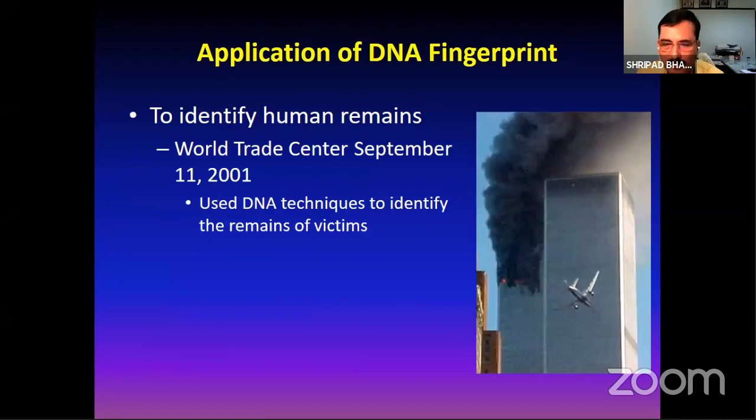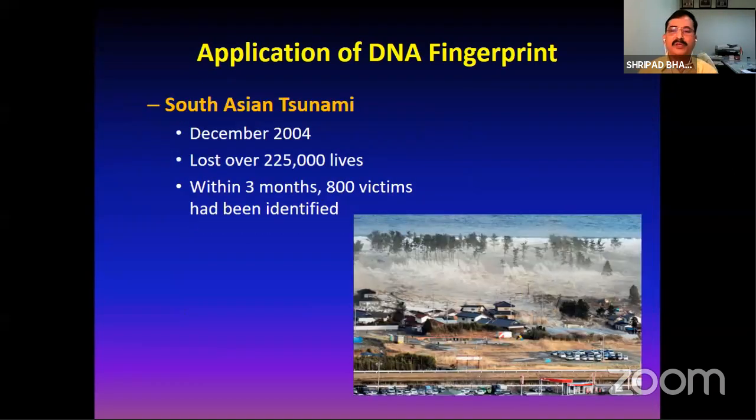You remember this 9/11 case, more than 4,000 people lost their lives. It was difficult to identify the persons there because there was a fire. So the people used those DNA fingerprints and quickly identified the persons. You remember the 2004 tsunami? We lost lakhs of lives and it was difficult to identify those decomposed bodies. So again, those DNA markers, DNA fingerprints were used.